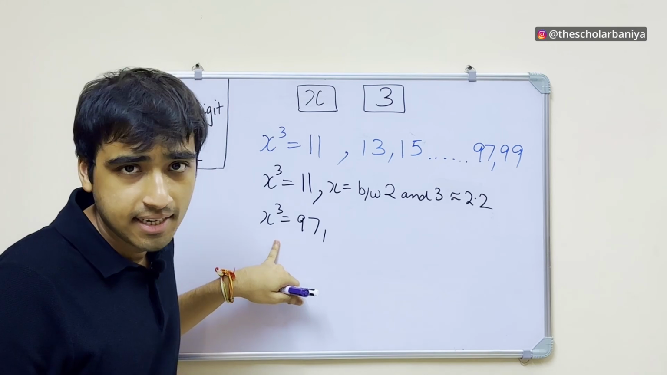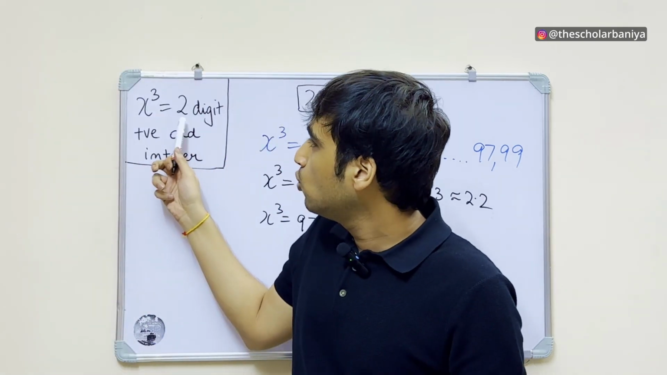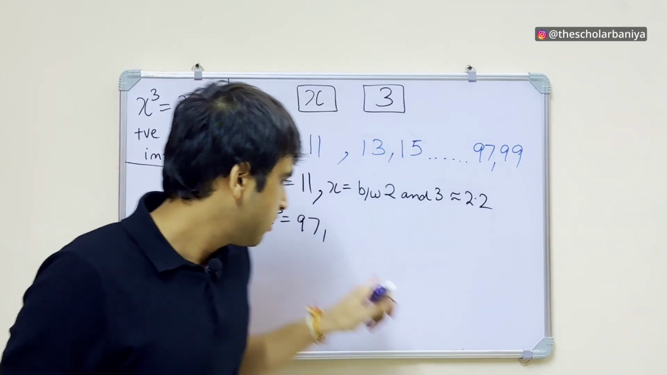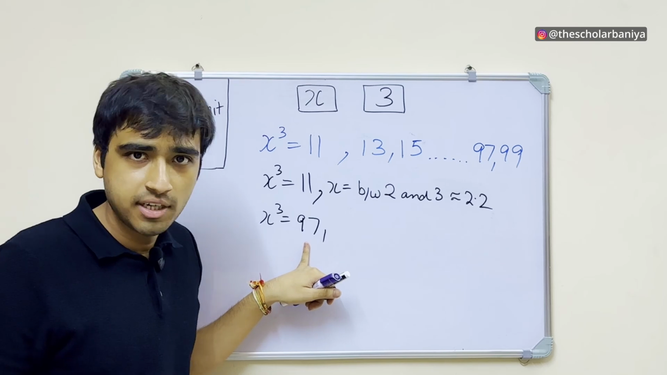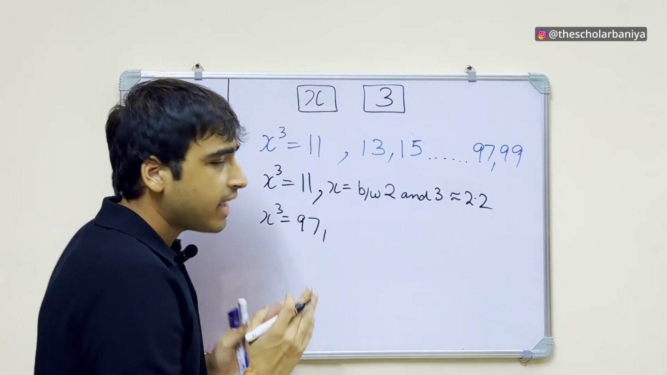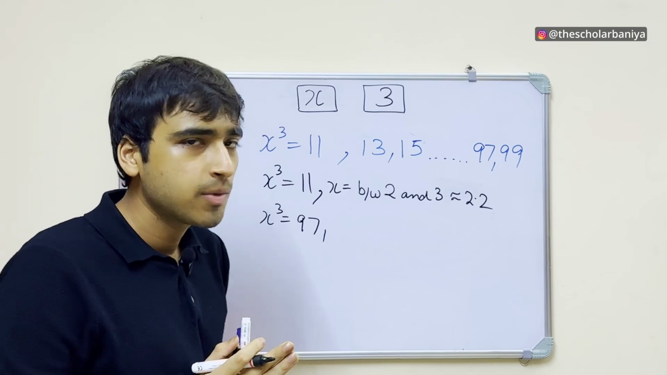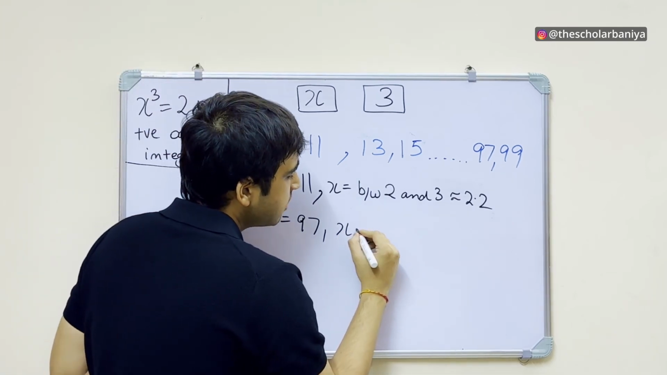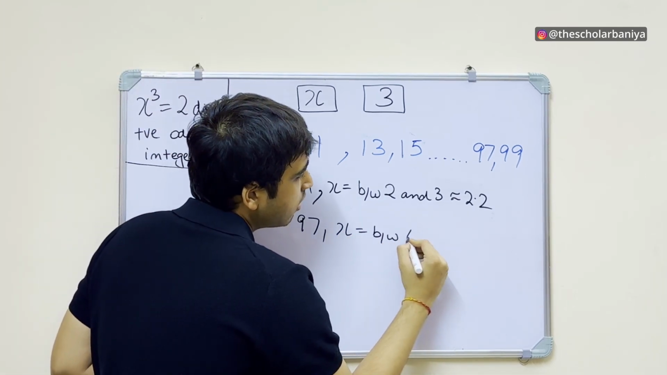X cube can also be 97. Why? Because x cube is a 2-digit positive odd integer, and 97 is a 2-digit positive odd integer. So x cube can be 97 as well. Now tell me, if x cube is 97, right? So x will be somewhere between 4 and 5.